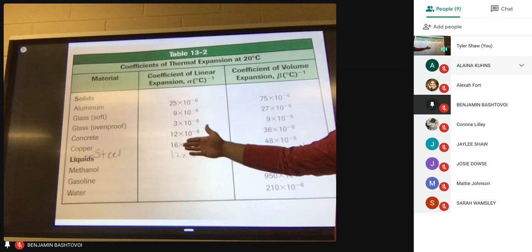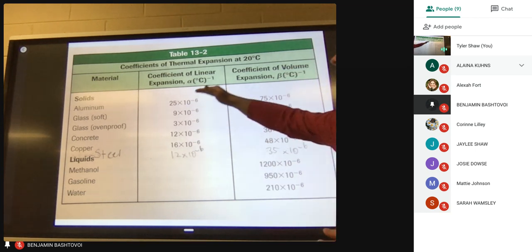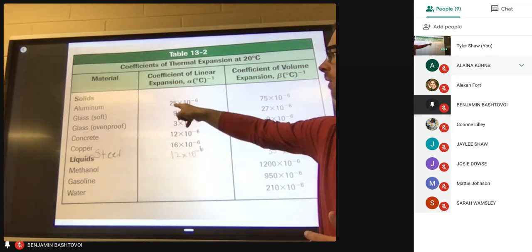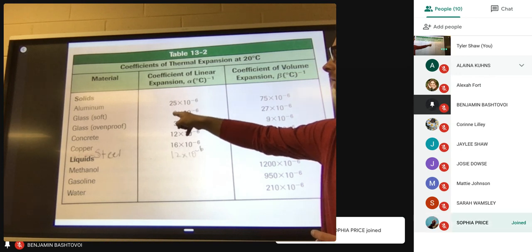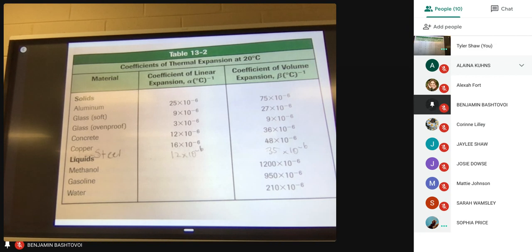So here we have linear coefficients. Here we have volume coefficients. What I want you to notice is that all of these are written times 10 to the negative 6. The reason they did this is because these are all really small numbers. Putting them all in the power of times 10 to the negative 6 allows you to compare different things. In general, the bigger the number is, the more expansion you would expect to see.